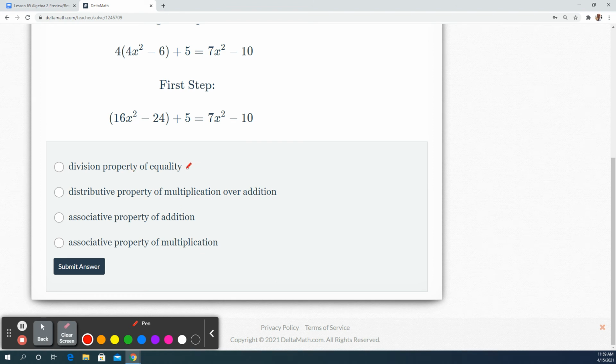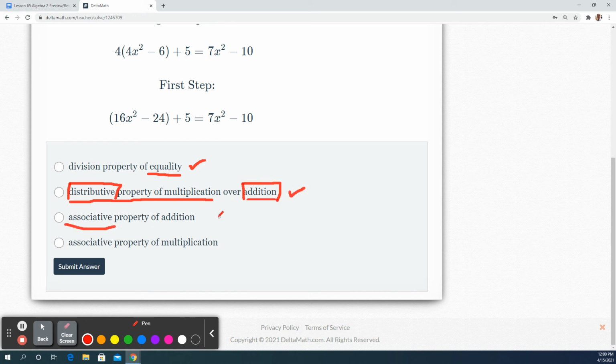Division property of equality. So you have the equal sign, and basically what you do to one side, you have to do to the other. So division property just means you're dividing one side, you have to divide the other side. Okay, that's what that one means. Distributive property of multiplication over addition. So this one's pretty straightforward.